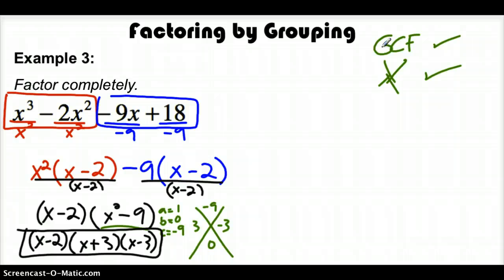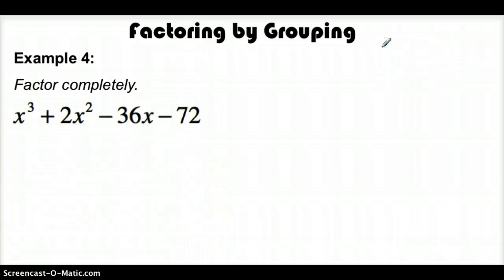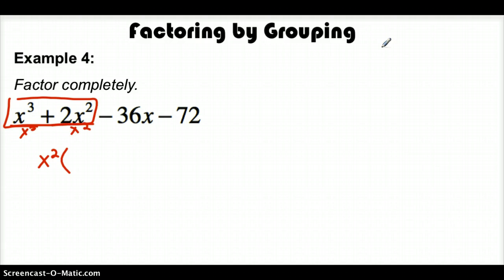Let's look at one more example. Again, we go through the same process of looking for a GCF and looking to do this with an X chart, but when we fail with both of those attempts, now we have to try to factor by grouping. So we'll look at this red part here. I can take out an x squared because they have two x's in common. If I divide both of these by x squared, we'll be left with x plus 2.